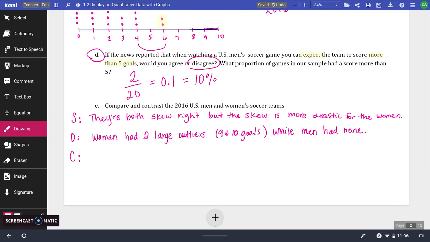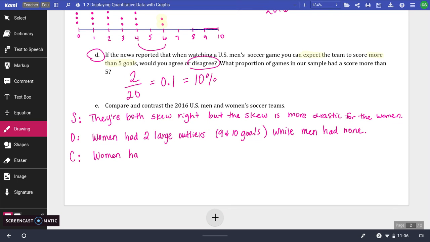For center, you get to pick. Do you want mean, median, or mode? I'm probably going to pick mean, the average, since I like the mean, and while the women's was skewed, the men's wasn't. So this feels like a fair way to compare them, but you could have also used the median, and that's totally fine. So again, comparative language.